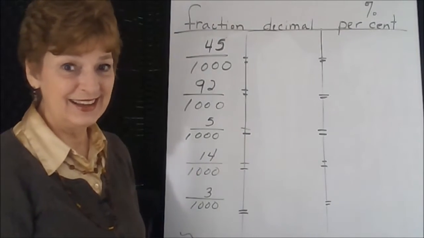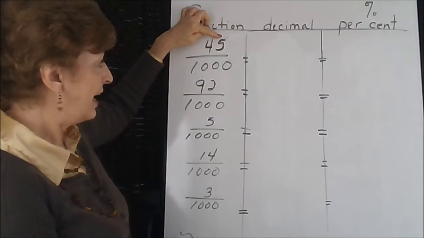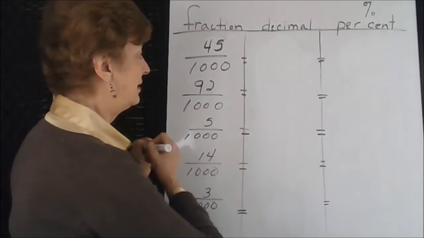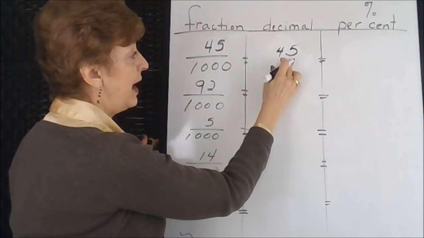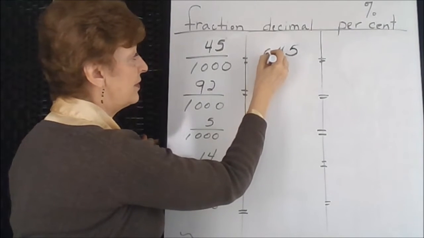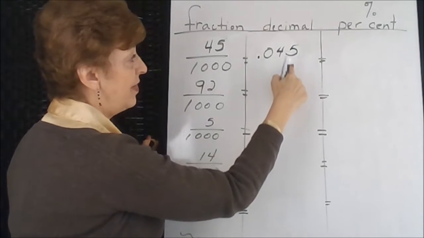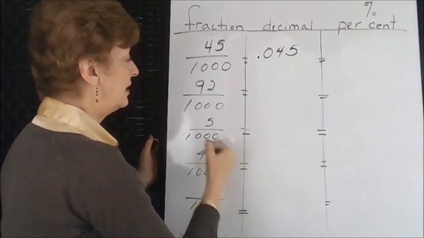Watch what happens to these. 45 thousandths. It's telling us that the 5 has to end up in the thousandths column. So to do that, we would have to put a 0 on the front of this. That would be 45 thousandths: tenths, hundredths, thousandths.